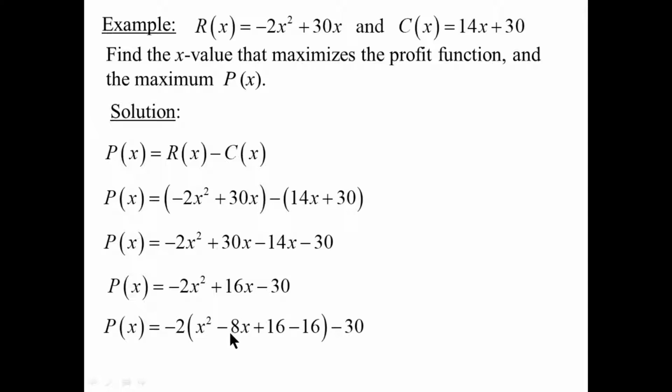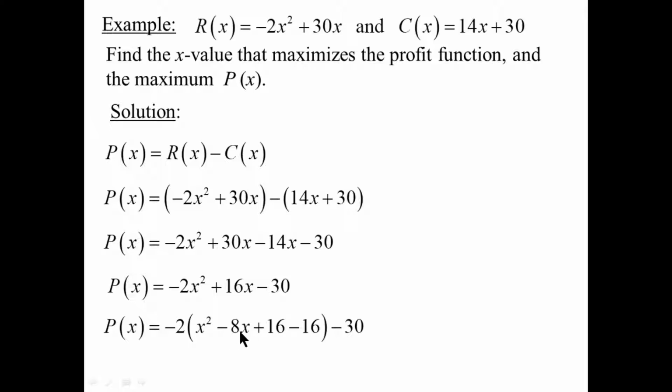And when you do, you get x squared minus 8x. Let's check our work. Minus 2x squared looks good. And minus times a minus is a plus 16x. That looks good. And now we have to take the coefficient that we see here, the 8.